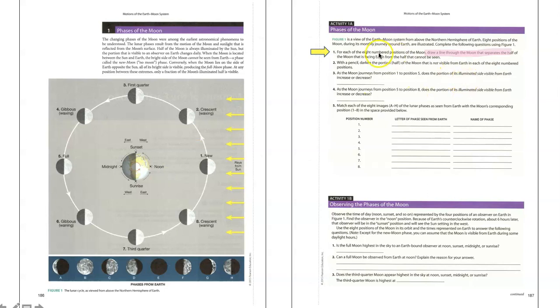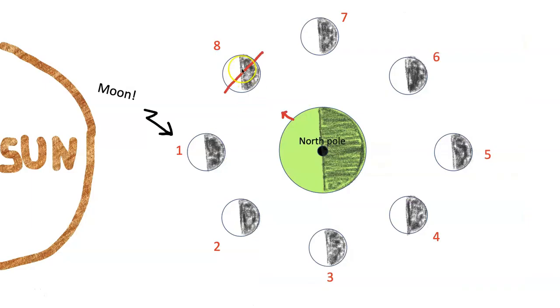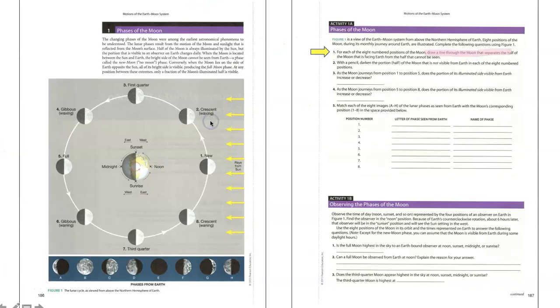The first question is asking you to draw a line through the moon that separates the half of the moon that's facing Earth from the half that can't be seen. These are like these red lines that I drew here. So I drew a few of them for you. There's one on the first quarter moon, the waxing crescent, the waning crescent. That's enough. I think you get the idea.